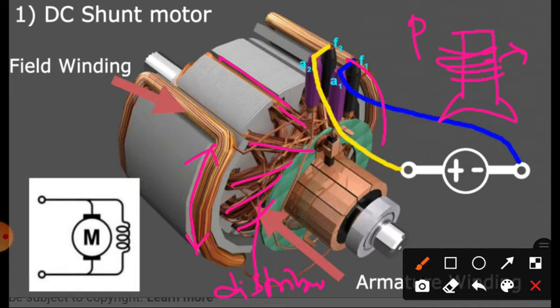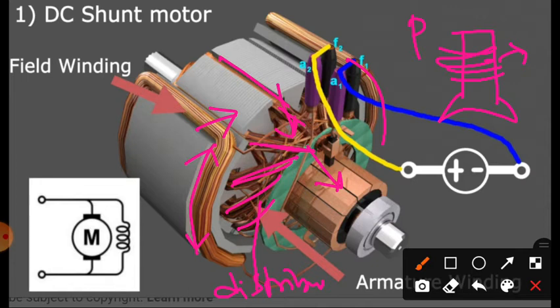Distributed winding. Here it establishes the magnetic field. Here also it establishes the magnetic field, but it is uniformly distributed. It is connected to the commutator. Okay, so here the armature is placed with some winding pitch and coil pitch. Each coil is placed adjacent to the two poles or four poles or six poles, depending upon our requirement.